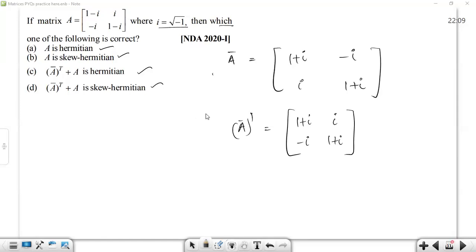Now, please tell. Is this equal to the given matrix A or not?